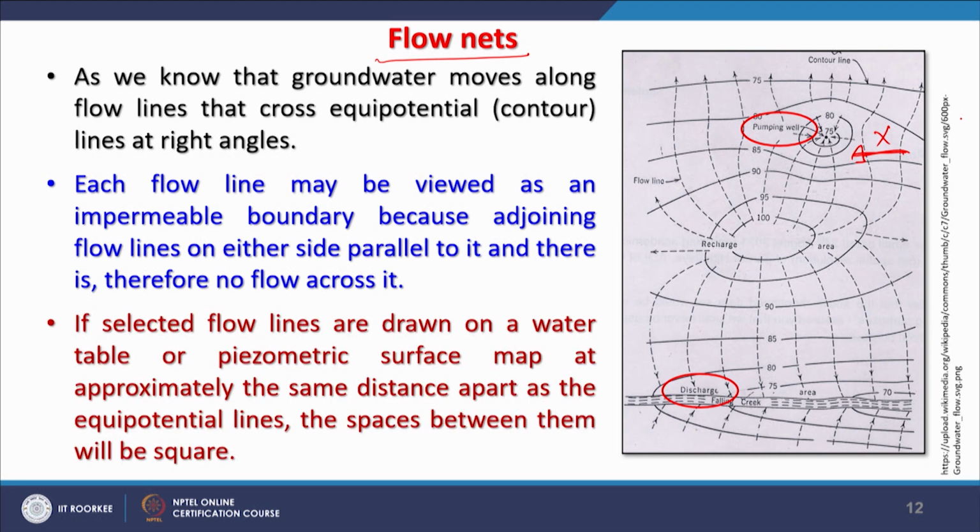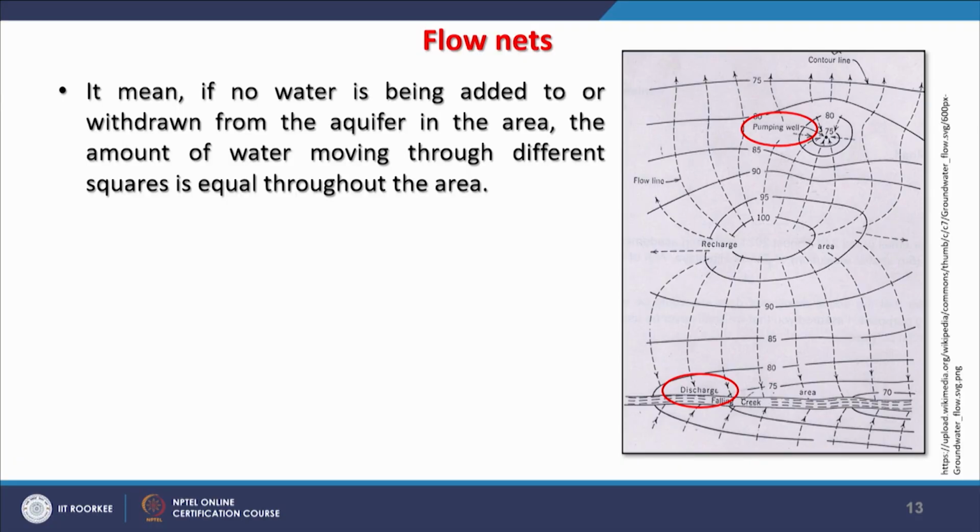Further, if selected flow lines are drawn on a water table or piezometric surface map at approximately the same distance apart as the equipotential lines, the spaces between them will be square. That means that if it is perfect, this space would be square, but in natural conditions it does not happen. It means that if no water is being added or withdrawn from the aquifer of the area, the amount of water moving through different squares is equal throughout the area.